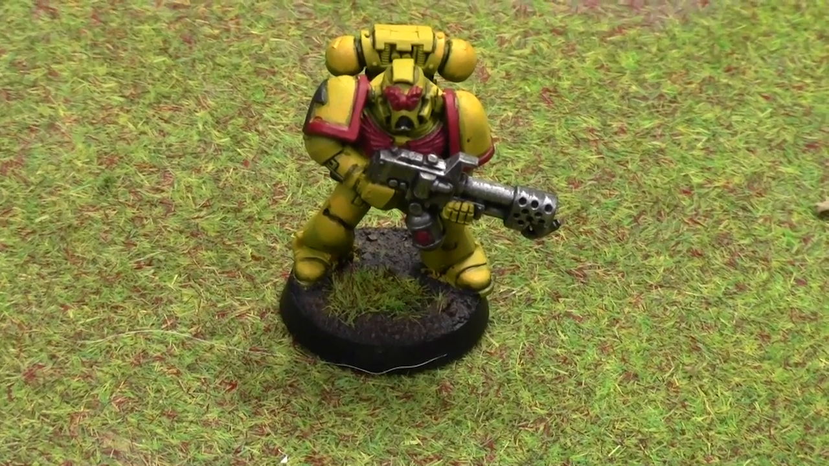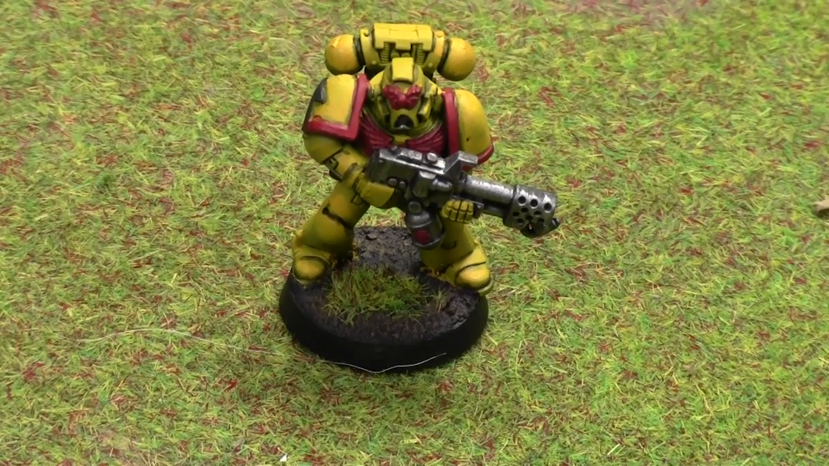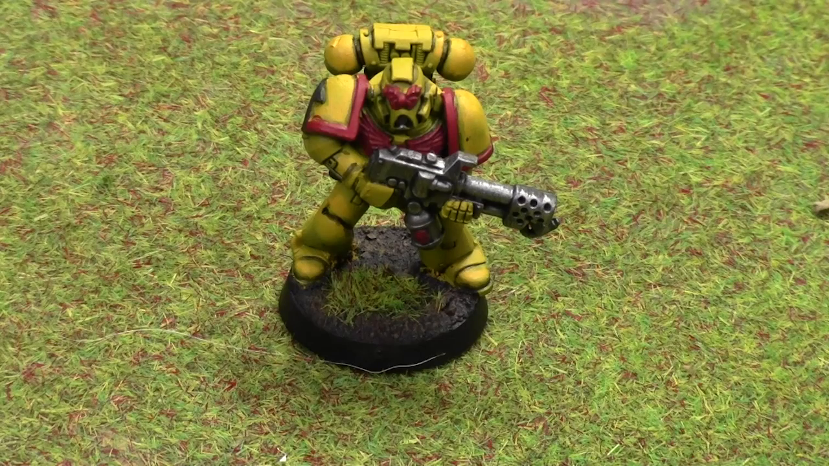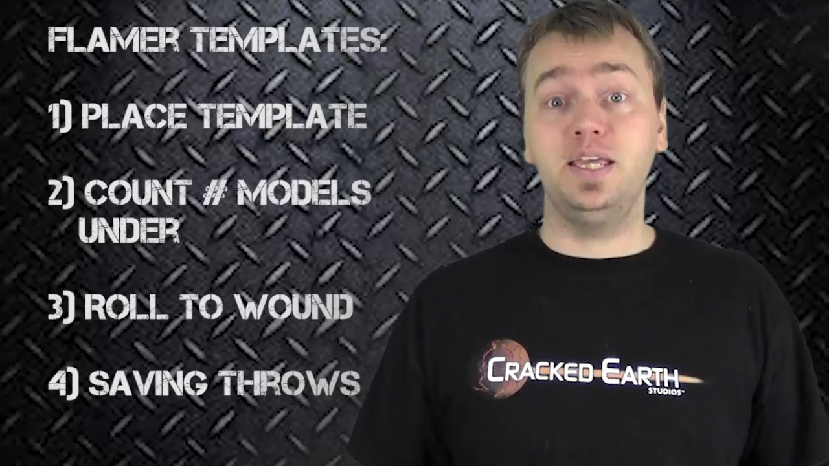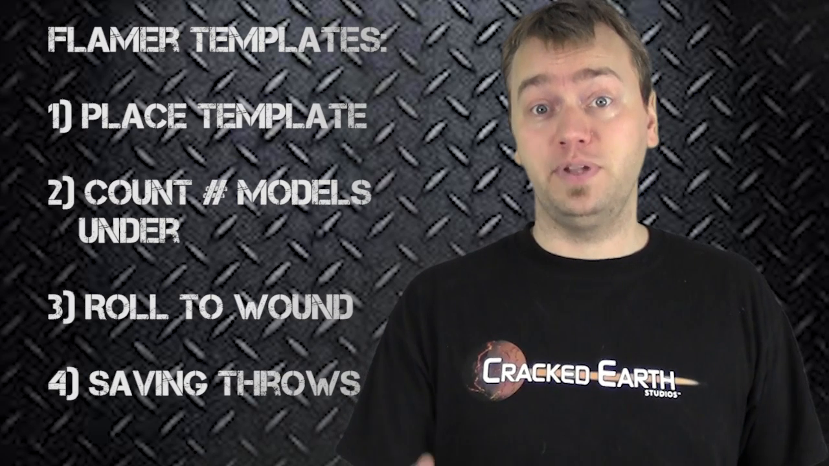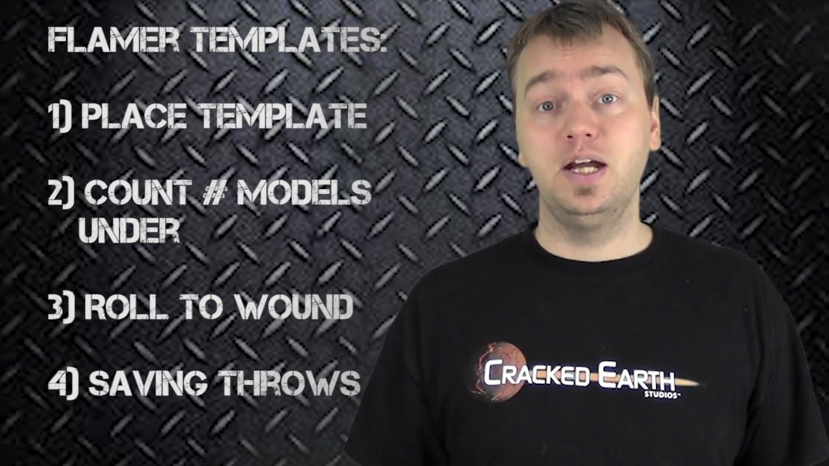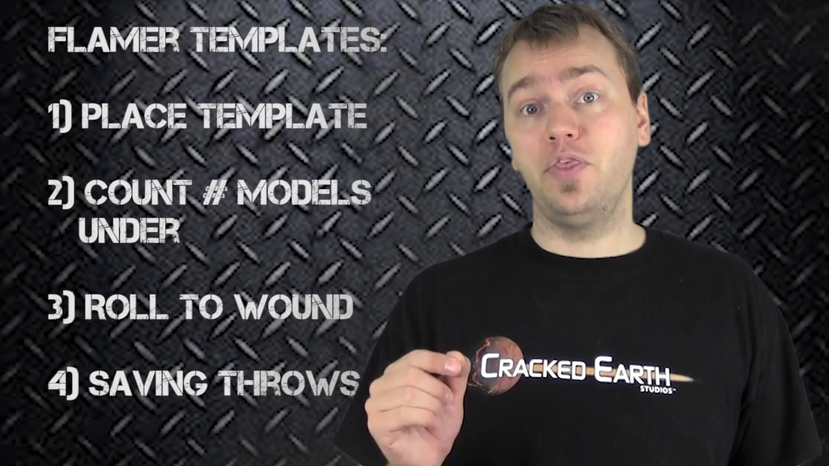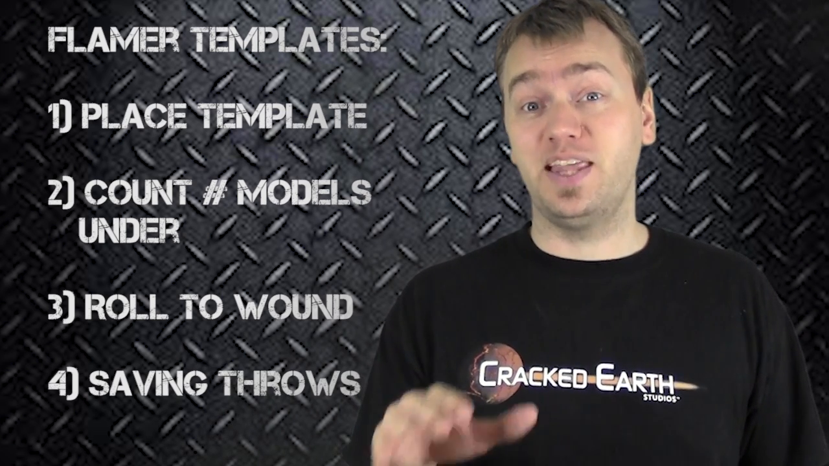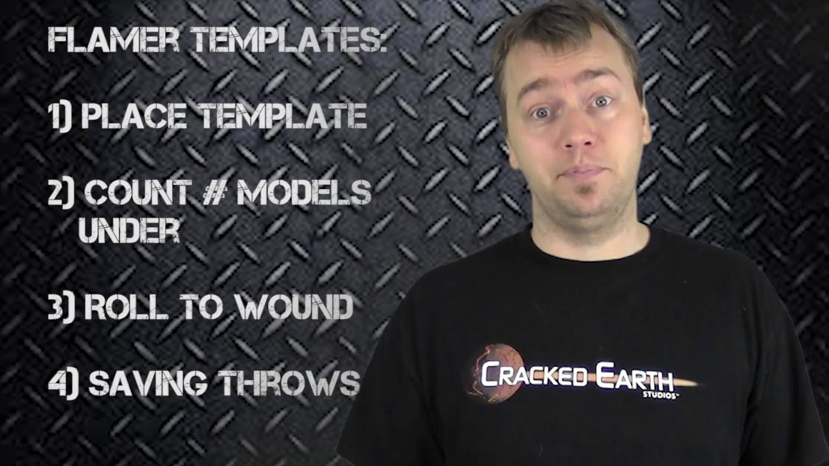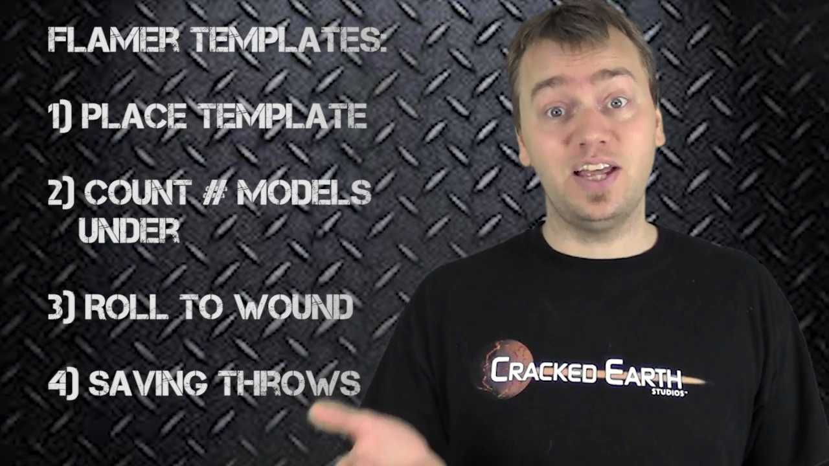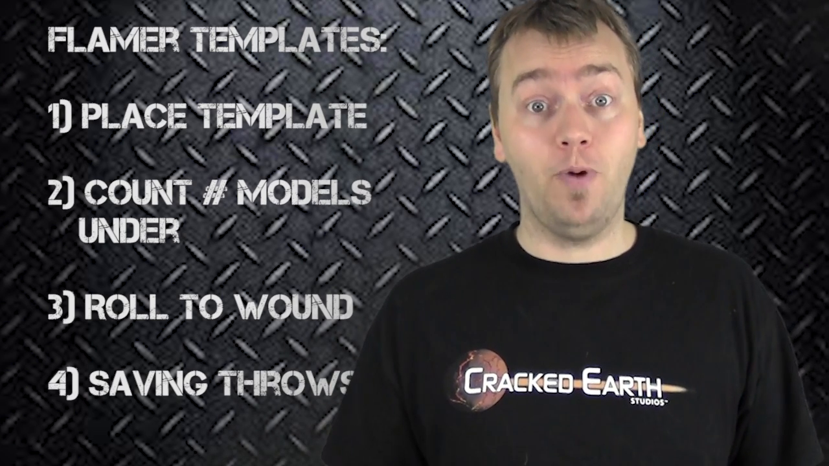So simply, first of all, you have to have a guy who uses a Flamer template. For example, this Imperial Fists Space Marine has a Flamer weapon, so he uses a Flamer template. There are several steps you must take into account when using Flamer template weapons. The first one is placing the template. The second one is counting the number of individual models of your opponents that are partially or completely under the template, and that is essentially the number of hits from that weapon.